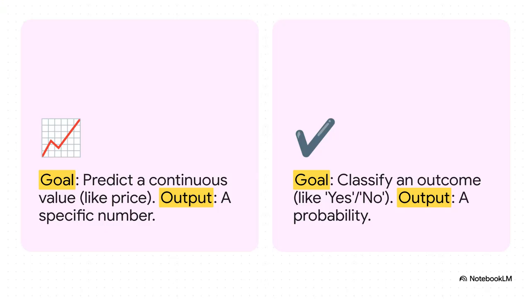The key difference here really is the kind of answer you're looking for. Linear regression predicts a continuous value, a number, like a $799 price tag. Logistic regression, on the other hand, is all about classification. Its whole goal is to predict which category something belongs to, and it gives us a final probability, like, say, an 85% chance of being a yes.